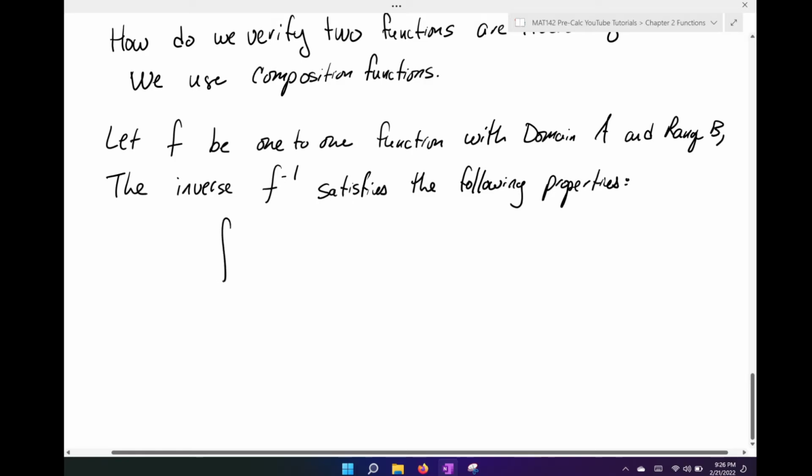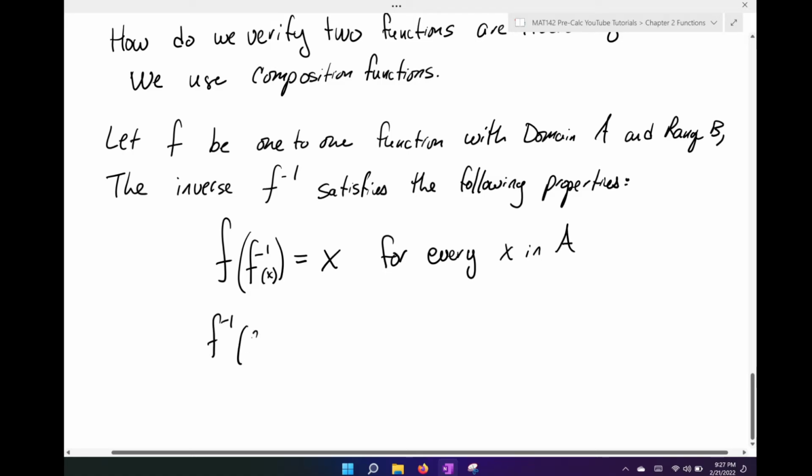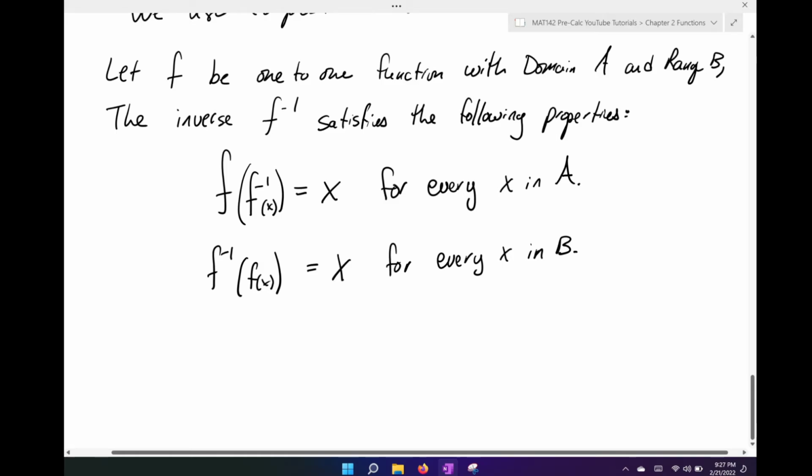First, if you take the composite function of f and its inverse, you will get x for every x in A. And then if you just reverse the order, you get x again for every x in B. Okay? So in other words, you have to be able to put a check mark next to both of these. So you can't just check one, you have to check both. Okay?